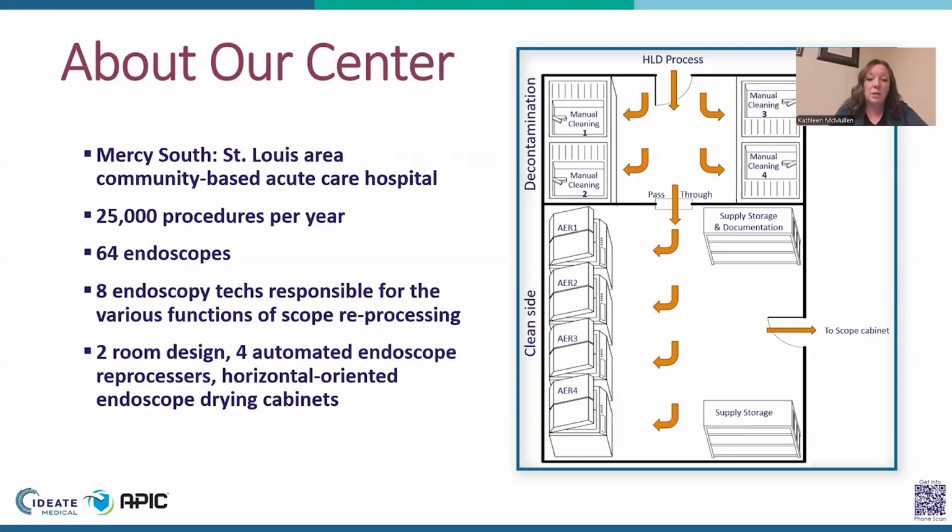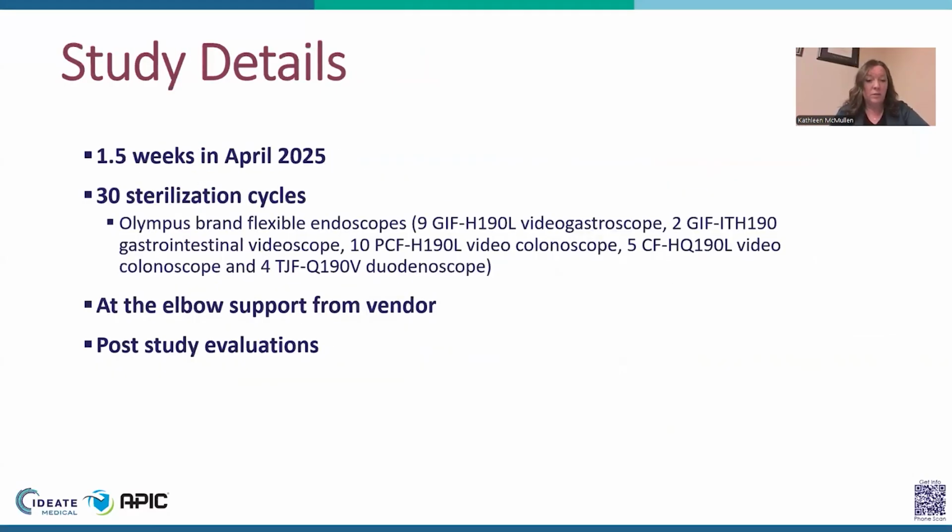So the scopes come into the decontamination room as shown at the top. We have 4 distinct manual cleaning sinks. A lot of times all 4 of them are being used. Post-manual cleaning, there's a pass-through window that goes over to what we call the clean side, where we currently have 4 AERs, each of them able to hold 2 endoscopes. And then high-level disinfection is done in this room, and the scopes are carried out to our scope cabinet, which is in a restricted hallway immediately outside of the clean side of the room. So that was our current state.